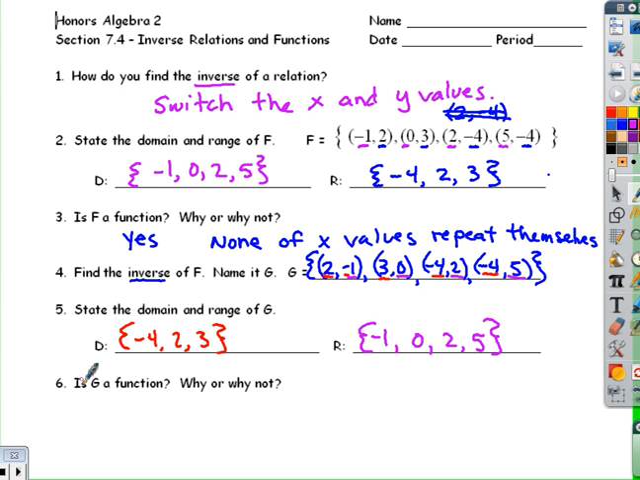Is g a function? So we want to look and see, do our x values repeat? Aha! We have -4 repeating with different outputs. So we can't have the same input with different outputs. So this is not a function. G is not a function. Why? Because the x values repeat. If I was to graph that, I would end up with -4, 2, and -4, 5. It would fail the vertical line test because it would have two values of y for the x.